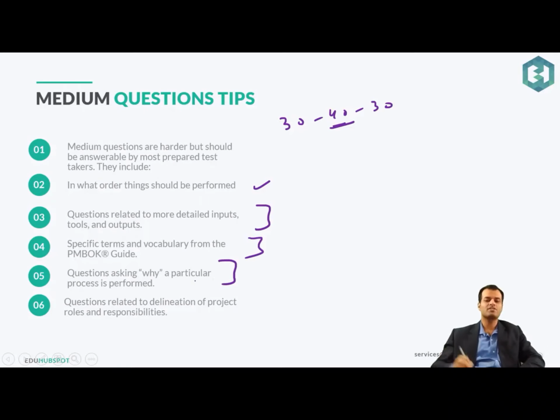Then questions asking why a particular process is performed or preferred. They'll ask you, why did the project manager manage quality, or why was the project manager doing control quality more aggressively. All of those questions where they will ask you why. Then finally the last one would be questions related to delineation of project roles and responsibilities. This is something which we would be discussing in our introduction video.